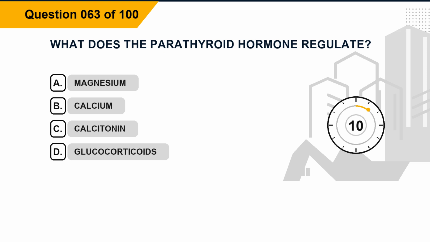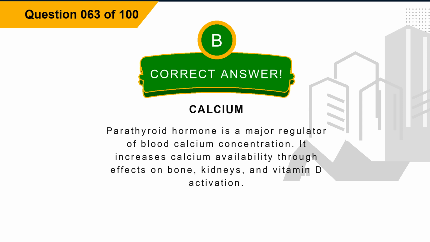Question 63. What does the parathyroid hormone regulate? Option A, magnesium. Option B, calcium. Option C, calcitonin. Option D, glucocorticoids. The correct answer is option B, calcium. Explanation. Parathyroid hormone is a major regulator of blood calcium concentration. It increases calcium availability through effects on bone, kidneys, and vitamin D activation.